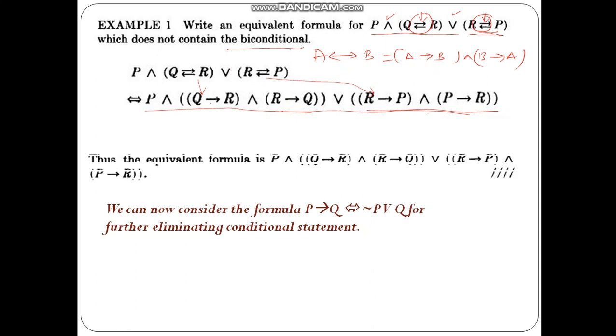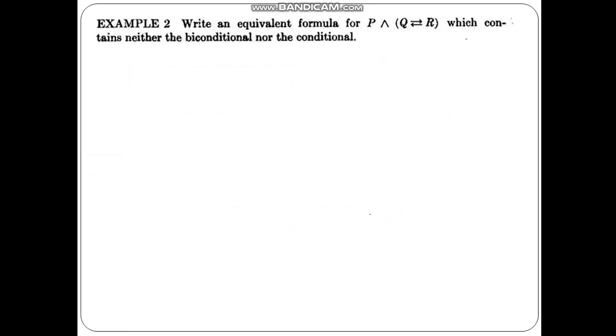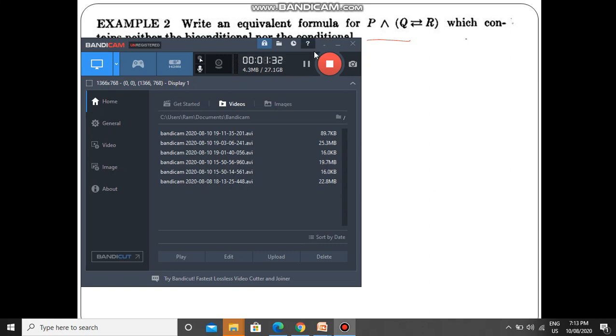But further, if you want to eliminate, this is the equivalent one. And further, if you want that the conditional should not be there, in that case this conditional statement can be replaced by this particular equivalent formula, that is not Q or P. So further elimination can be done. Write the equivalent formula for this one, which does not contain the biconditional as well as the conditional statement.